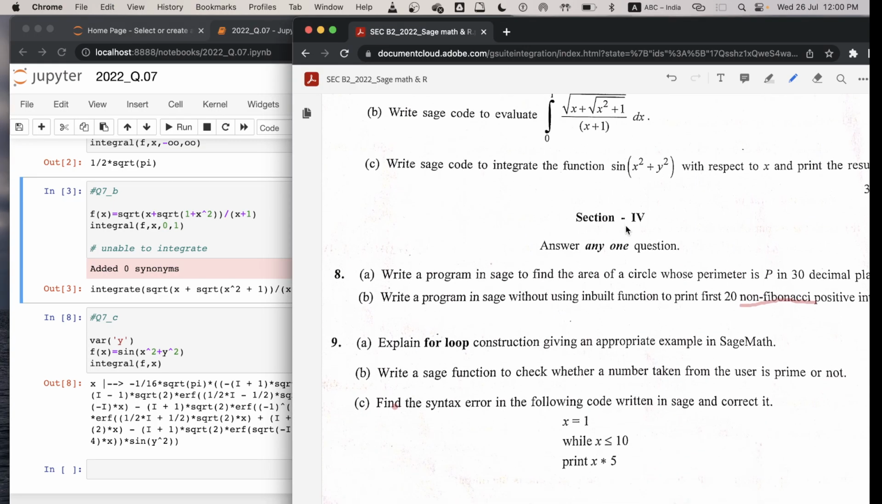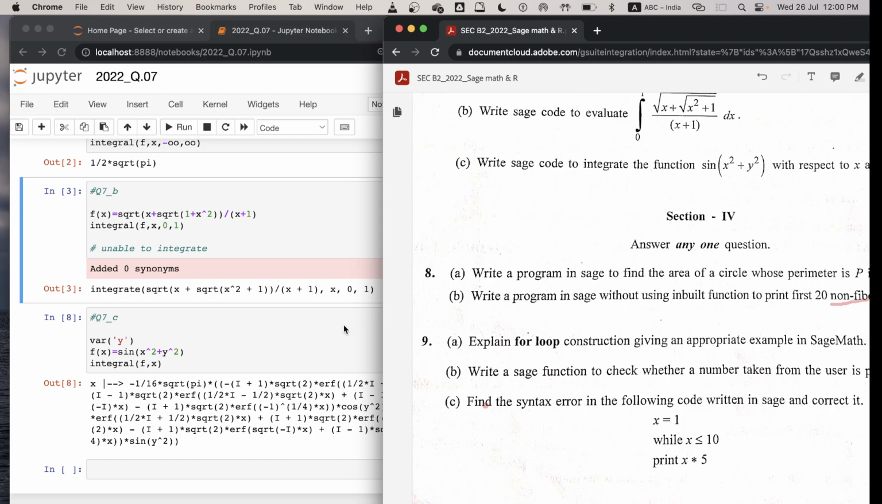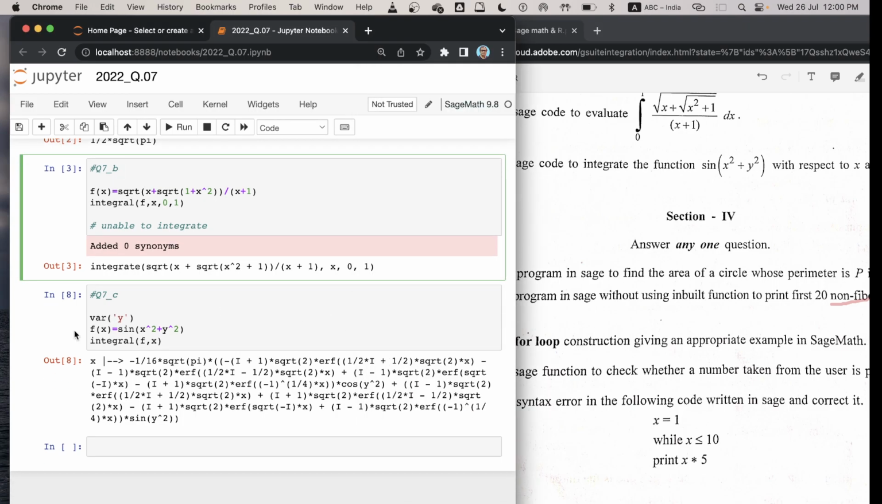Question C. Write a Sage code to integrate the function sin of x square plus y square with respect to x and print the result. Question 7c. Here the variable within single quotes is y, f(x) equals sin(x square plus y square), integral of f comma x. So the output is this, the integration of sin of x square plus y square with respect to x, that is dx.